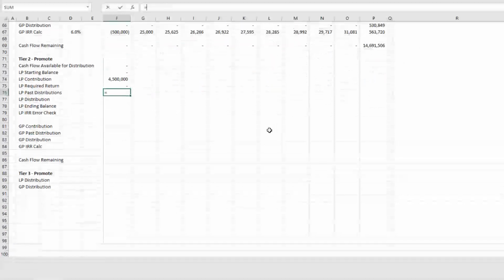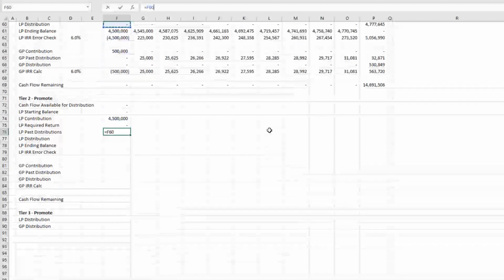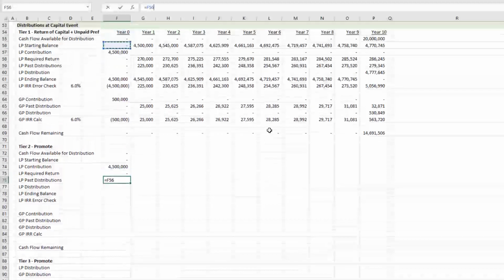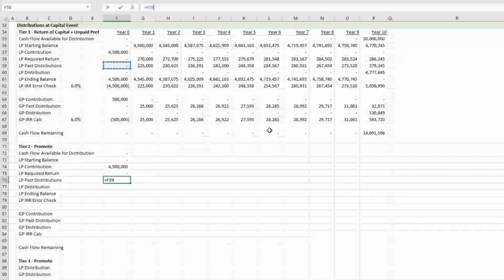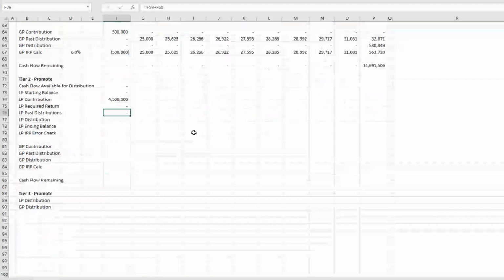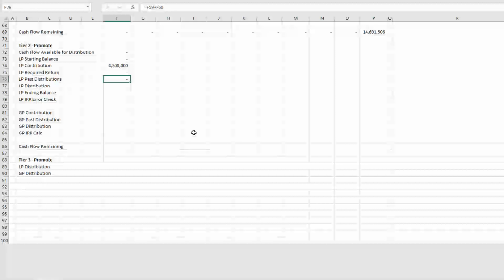The past distributions are what? Well, we can simply grab the LP past distributions from the previous tier plus the LP distribution from the previous tier, and that's going to be our past distributions. So that's both distributions during operation as well as distributions from the first tier during the capital event distribution. And then LP distribution in this tier, again, same formula as we used above.